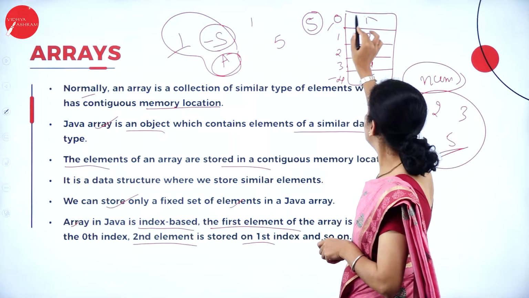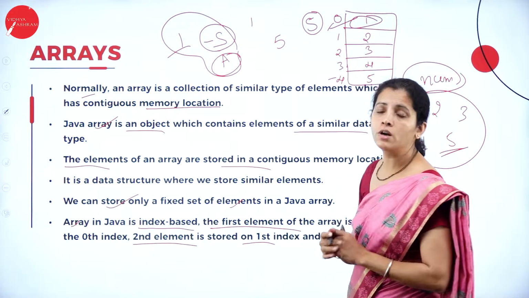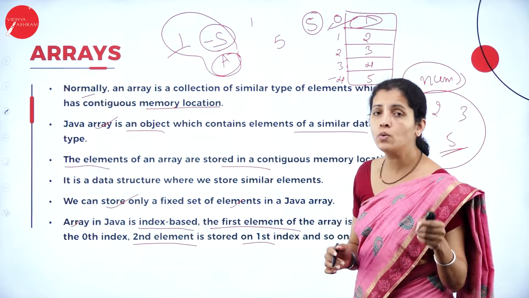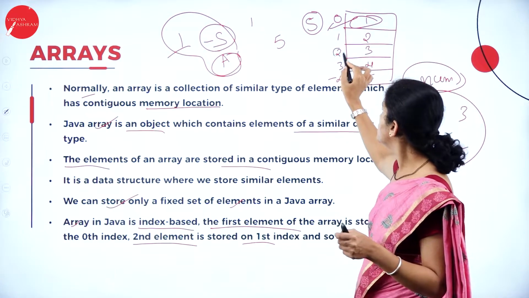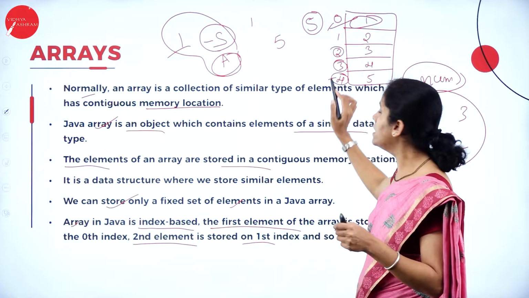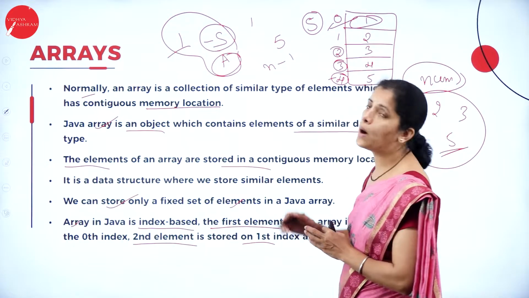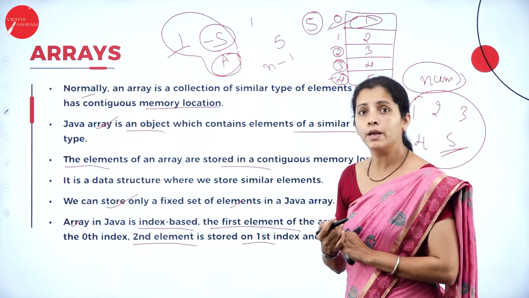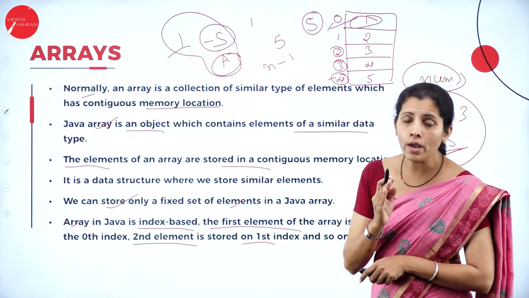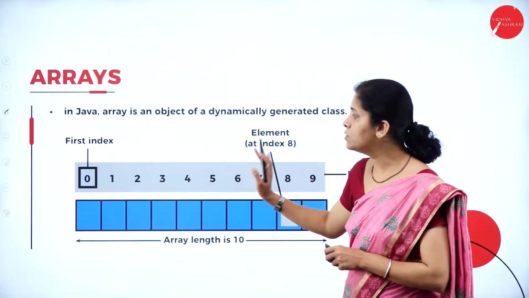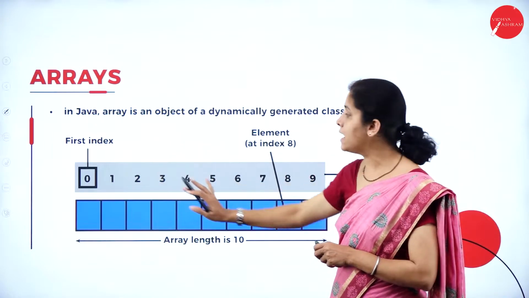So, array index always starts from 0. The next element is stored at index 1, then 2, 3 and 4. So the last index is n minus 1. Why is it n minus 1? Because array index always starts from 0. So this is the representation of an array.